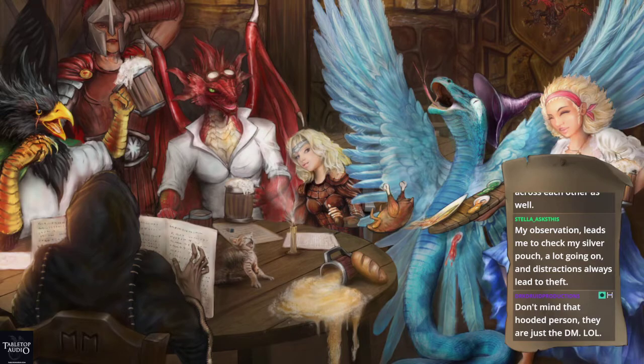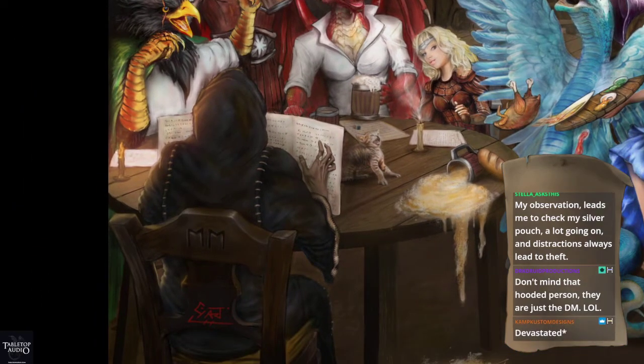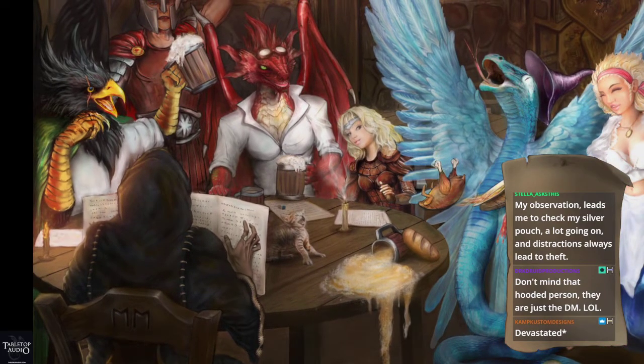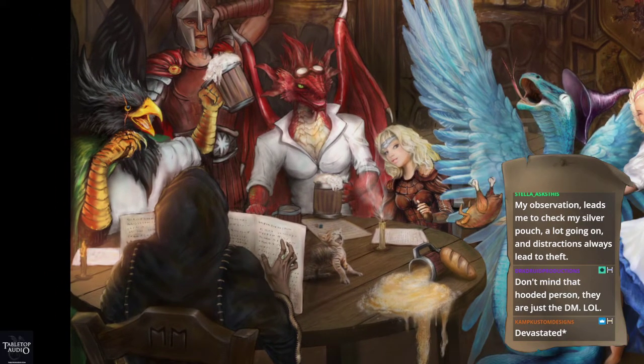All right, camp custom. Stella says, my observation leads me to check my silver pouch. A lot going on, and distractions always lead to theft. Ooh, there you go, Stella. Don't mind the hooded person. They're just the DM. Shush, you. And what DM would ever have the initials MM? That is unrelated and unreliable. It is terrible to even consider.